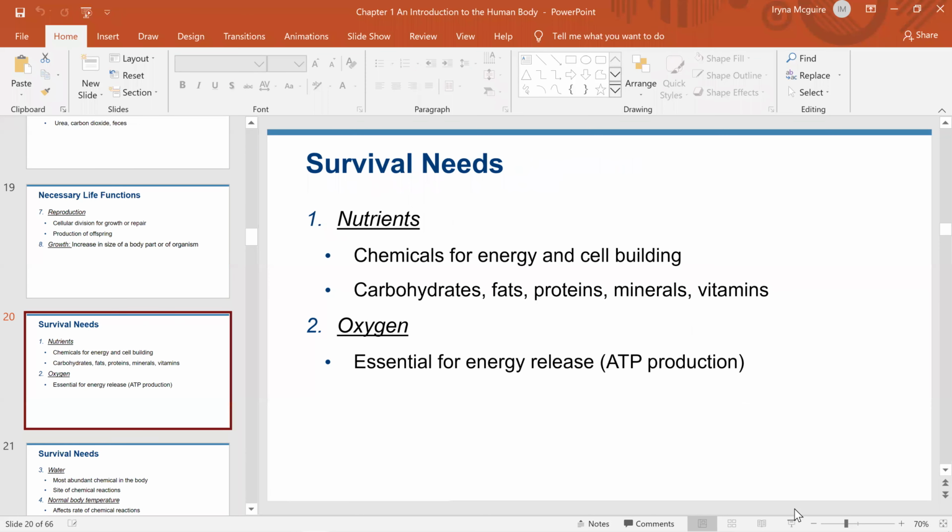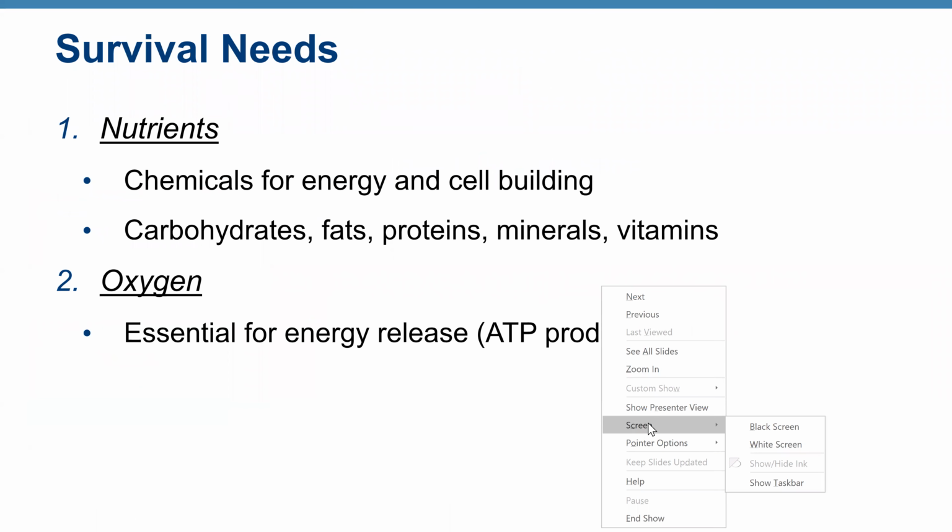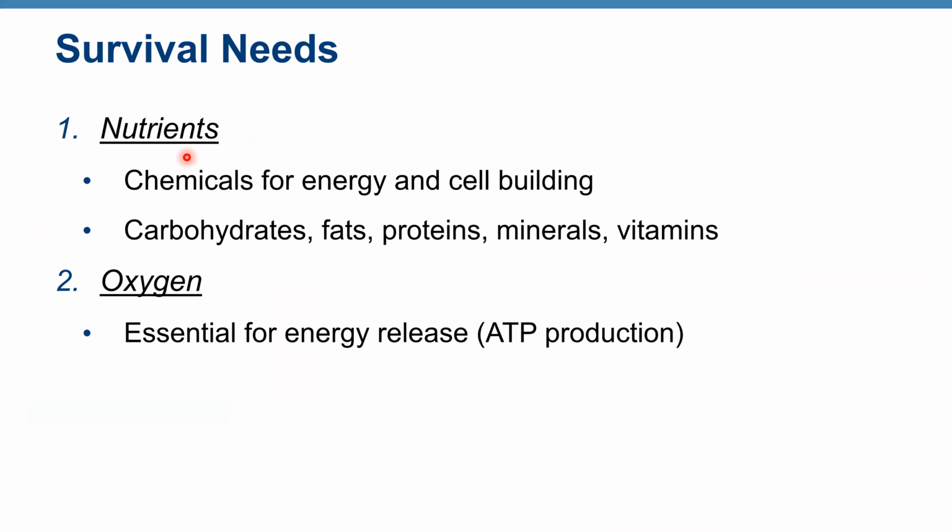Okay, next is survival needs. So I'm gonna pick up my pointer again. Survival needs include nutrients. I already mentioned what nutrients are. Nutrients are chemicals for energy and cell building, and you get these nutrients by the digestion process of your food. So you digest food into nutrients. Examples of nutrients include carbohydrates, fats, proteins, minerals, vitamins, nucleic acids as well. It would be nucleotides. Right?